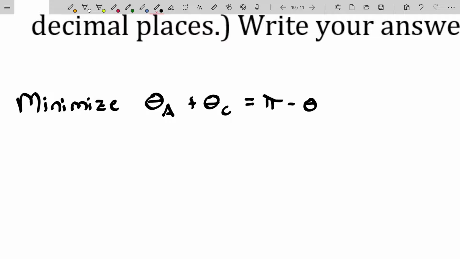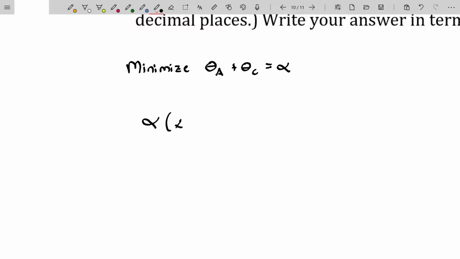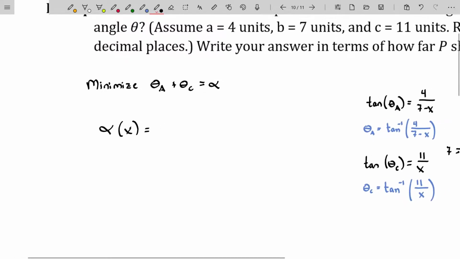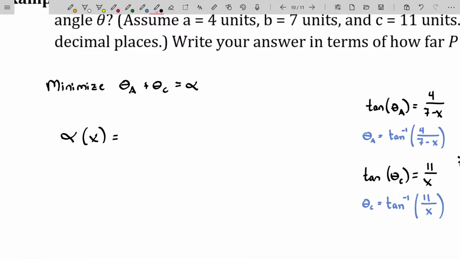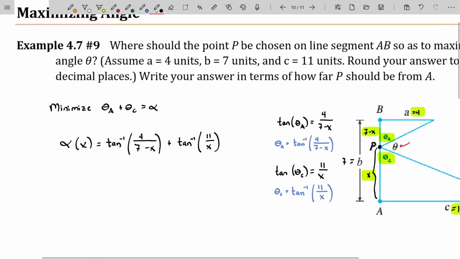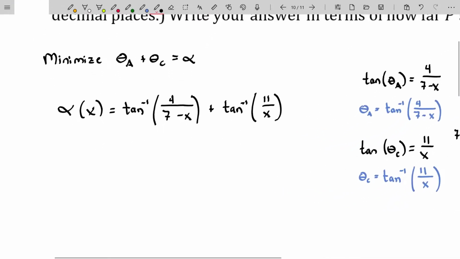But I don't really want to do that either. Now I'm thinking about it, I will call this angle alpha. That's fine. So we have alpha as a function of x is equal to, remember alpha is just theta sub A plus theta sub C, and that is going to be tangent inverse of 4 over 7 minus x plus tangent inverse of 11 over x. Our goal is to minimize alpha, and therefore that will maximize theta in our picture over there. So alpha is just the supplement of theta.